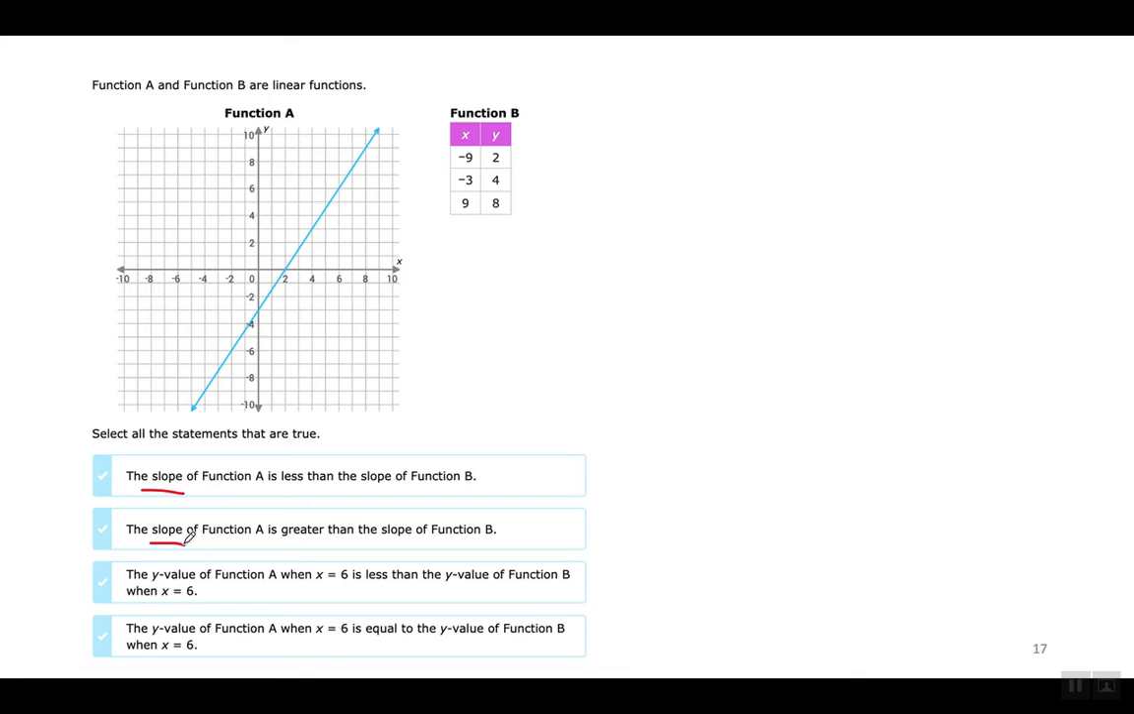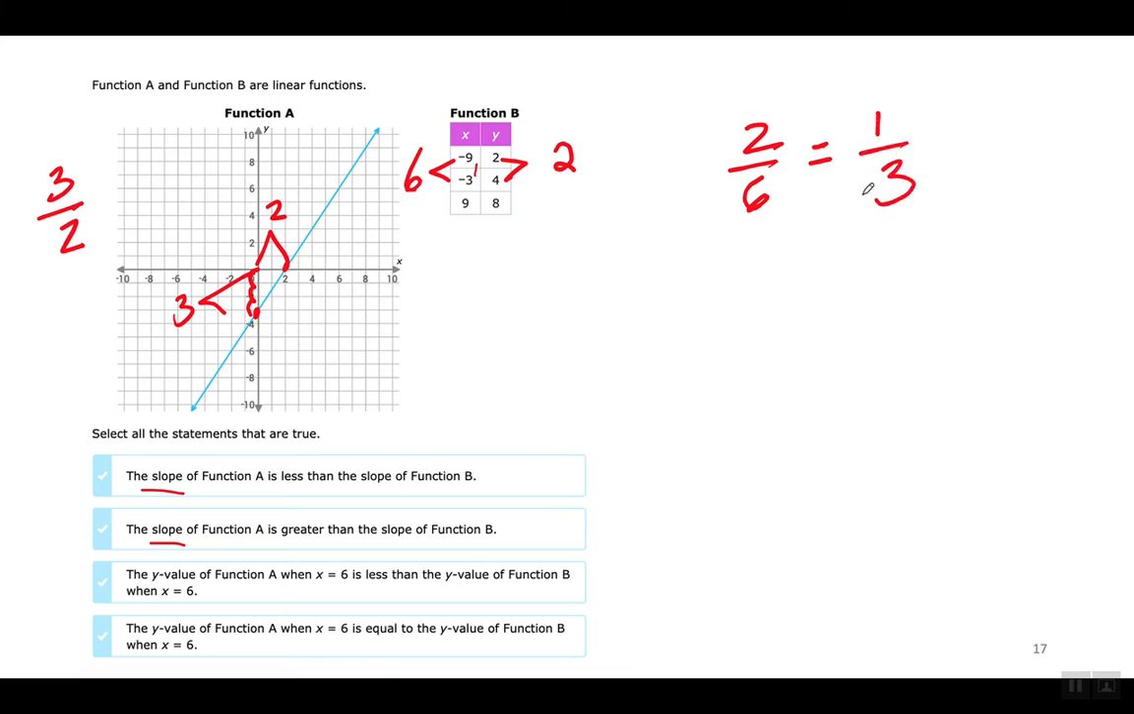For function A, if I use this point and this point, the slope would be 1, 2, 3 over 2. So the slope of function A is 3 over 2. And for function B, if I use the top two, it would be 2 over 6. When you simplify that by dividing the top and the bottom by 2, you get 1 over 3. For function B, the slope is 1 over 3.